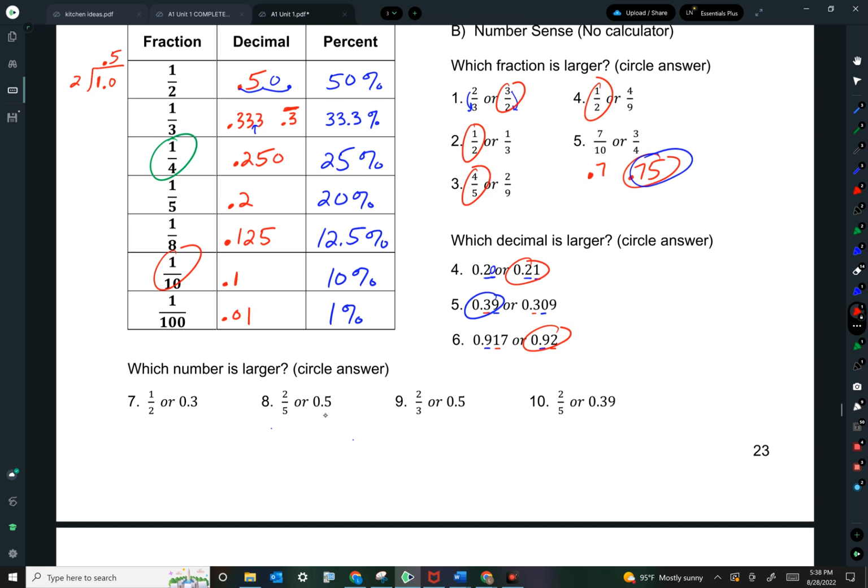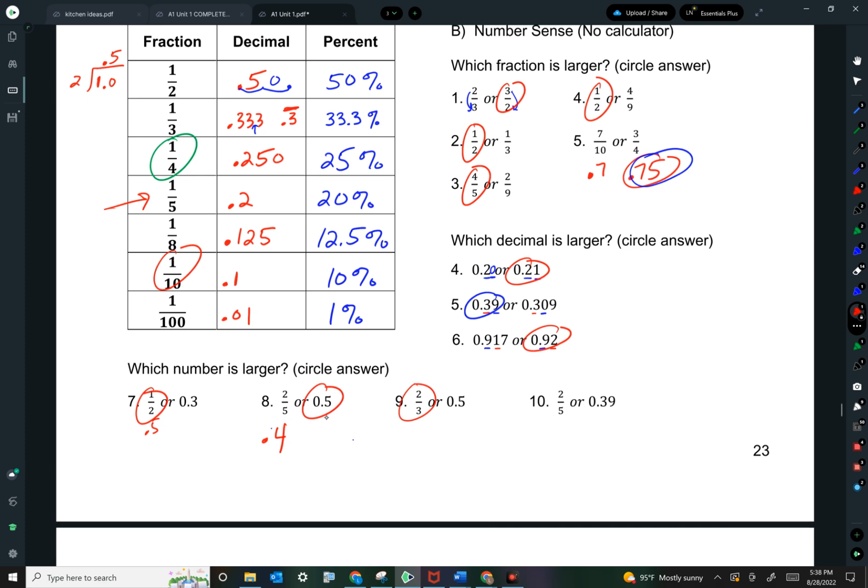Okay, which number is larger, 1/2 or 1/3? Well, if I know 1/2 is 0.5, doesn't that mean that that would be more than 0.3? Okay, what about 2/5? Well, remember up here we said that 1/5 is 0.2. That means 2 of those would be 0.4. I could say 4/5 would be 2, 4, 6, 8 would be 0.8. And so now, which is larger, 0.4 or 0.5? Well, definitely 0.5. What about 2/3? Well, remember, 0.5 is 1/2. Well, isn't 2/3 more than 1/2? So definitely 2/3.